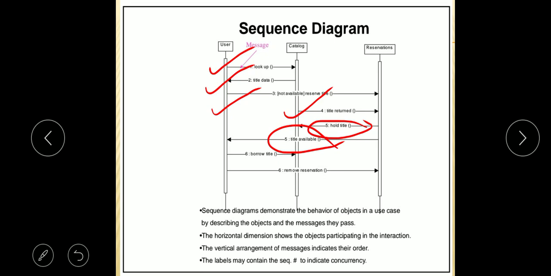Similarly here 6, both of them are 6. The last two messages are numbered as 6, so they are also occurring at the same time. Okay, so to show the messages which are occurring at the same time, we'll give them the same numbers.